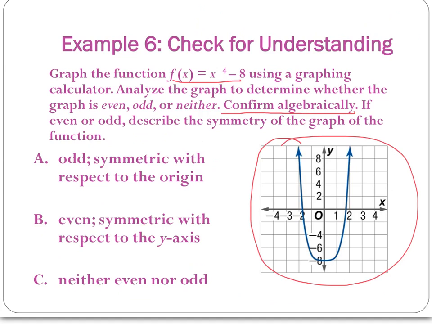You have 3 choices, A, B, and C. So go ahead and do your work. Provide a table, provide a graph, and determine whether the function is even, odd, or neither, and then describe the type of symmetry of the graph of the function.